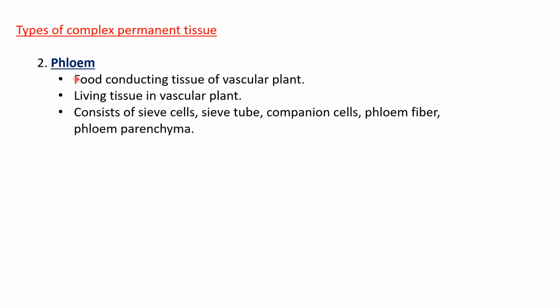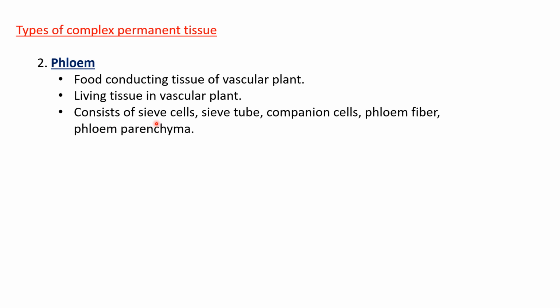Now we learn about phloem. Phloem is the second complex permanent tissue. Xylem we already learned. Next, the phloem: food conducting tissue of vascular plants. Living tissue in vascular plants. In case of xylem, except xylem parenchyma, all cells are dead. But in case of phloem, most cells are living tissue.